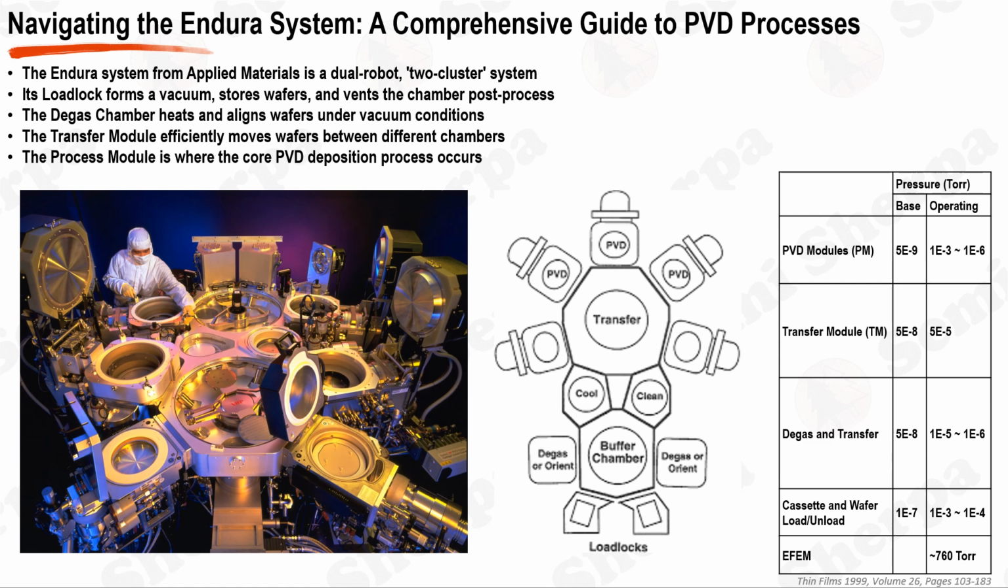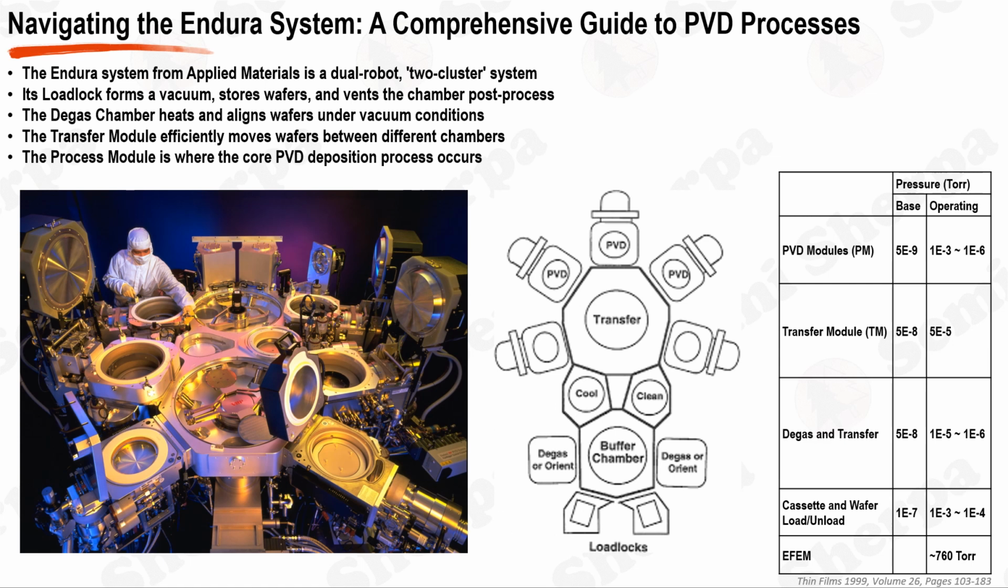Next is the degas chamber, whose primary task is to heat the wafer under vacuum conditions. This heat treatment serves to desorb any adsorbed gases from the wafer surface, ensuring a clean surface ready for deposition. Furthermore, the degas chamber also aligns the wafer, priming it for the upcoming process.